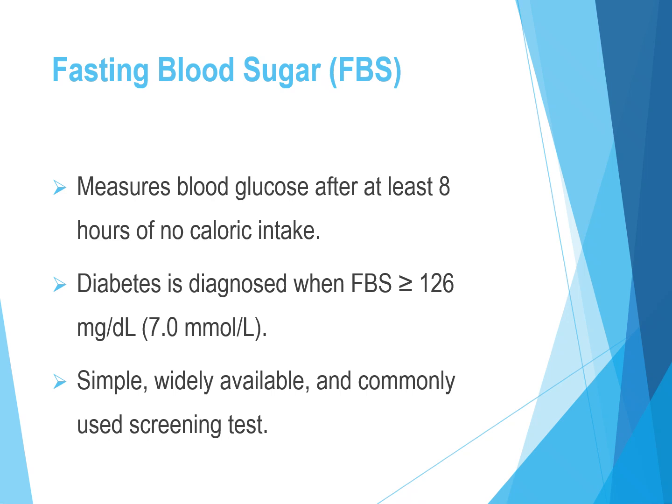of recent meals. According to established guidelines, diabetes is diagnosed when the fasting plasma glucose is 126 mg per deciliter or higher. Values below this but above normal indicate impaired fasting glucose, which we will discuss later when we talk about prediabetes. At this point, you may ask, why is fasting blood sugar often the first test requested?